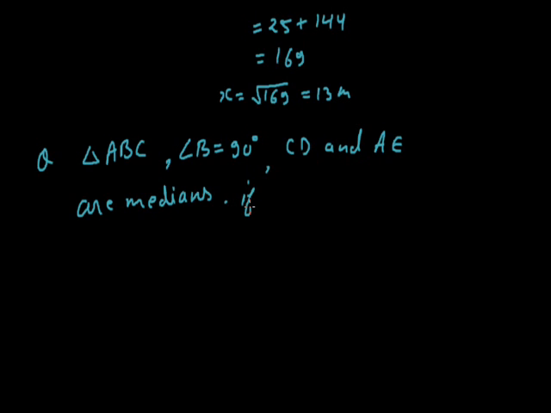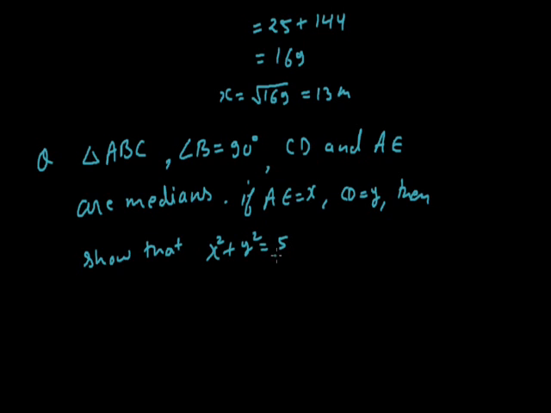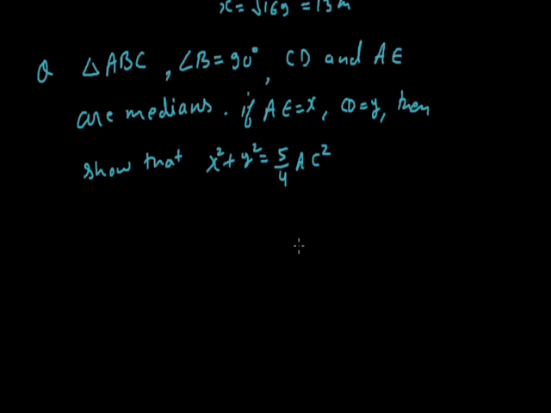If AE equals X and CD equals Y, then show that X square plus Y square is equal to 5 by 4 AC square.